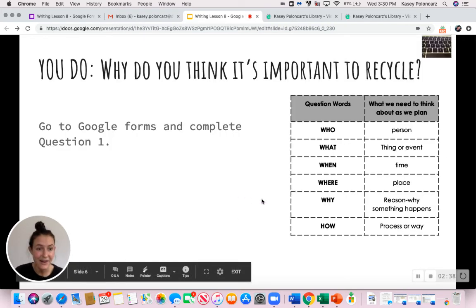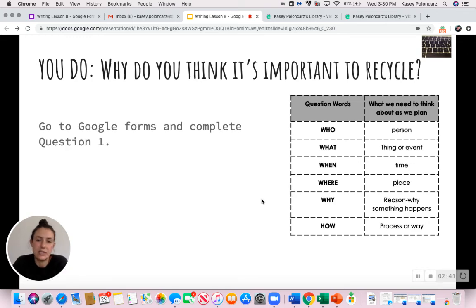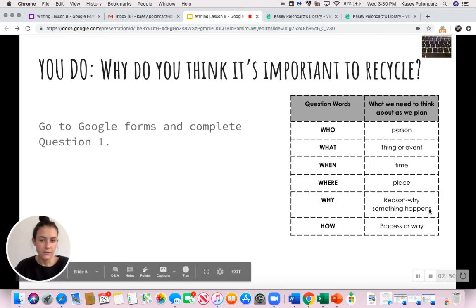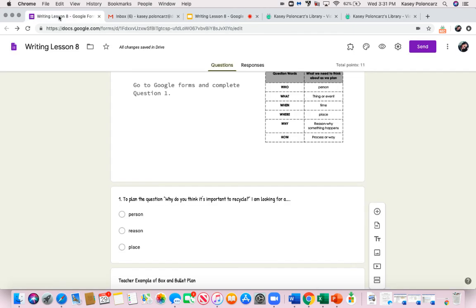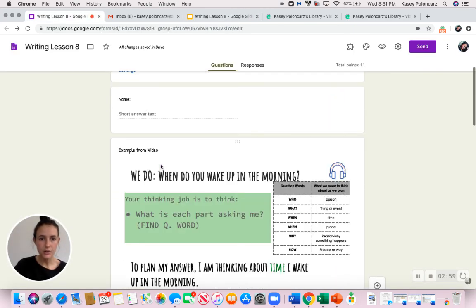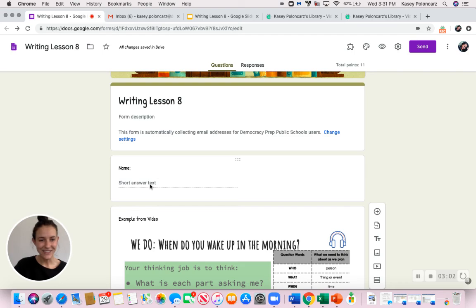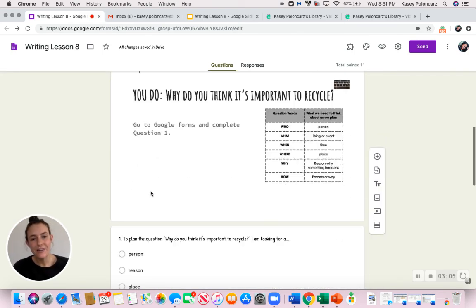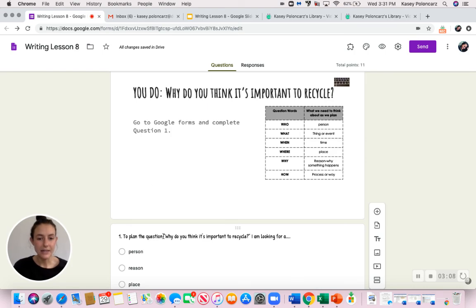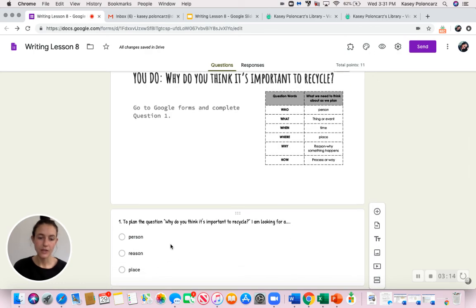We're going to do another one together. Why do you think it's important to recycle? Think about the question word. Find what you need in your answer. Once you have your answer, you're going to go to the Google form and you're going to write your name, if you haven't already, and you're going to scroll down and you're going to tell me, to plan my question, why do you think it's important to recycle? I am looking for, you're going to select your answer, and when you're done, you're going to move on to the next video, and then you guys have mastered Objective 1, interpreting the questions.